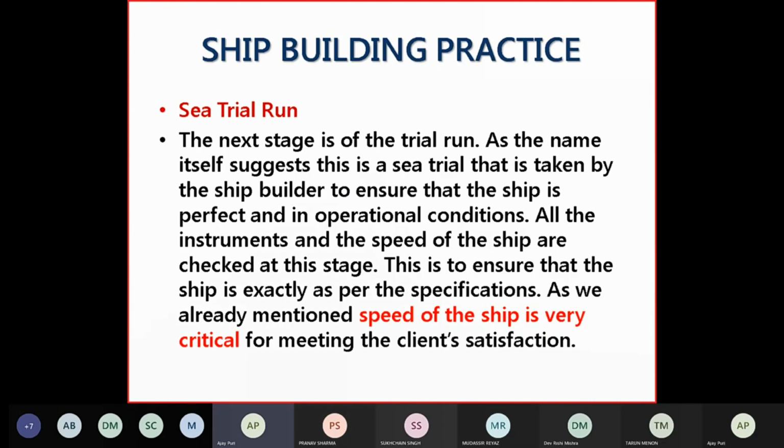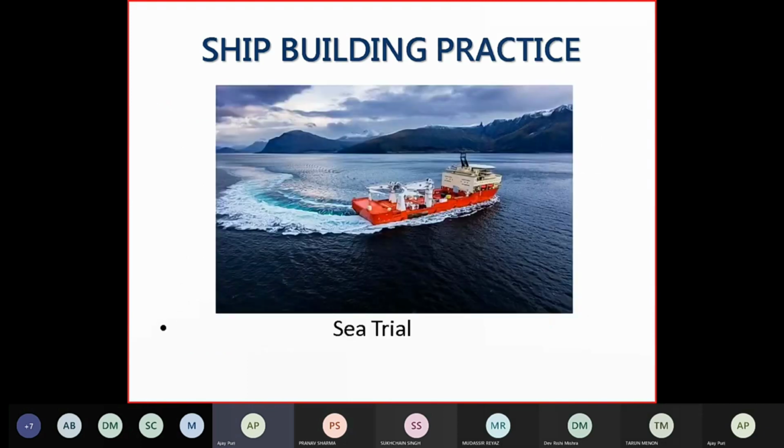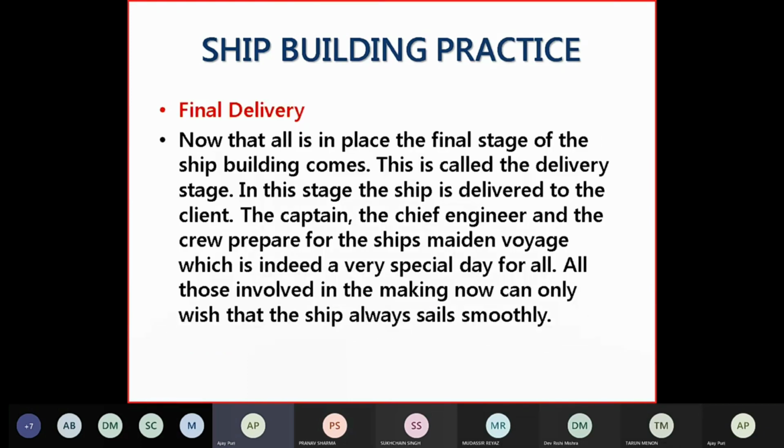And then the sea trial happens. In the sea trial, all your parameters, advance and transfer, stopping distance, and everything is checked along with the speed. Your speed should be critical, should be actually as per your design, because this is the base of your agreement. That's the sea trial being done. Then your final delivery is done, and the ship will sail smoothly.